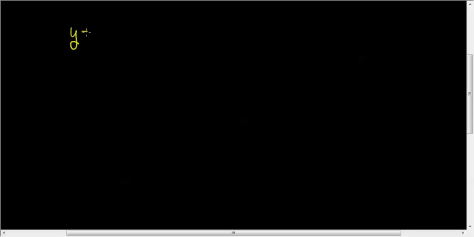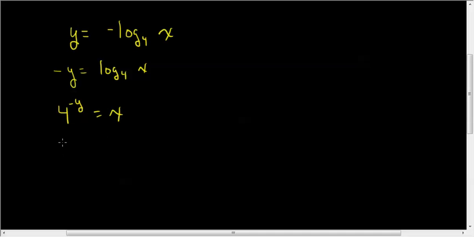Y equals negative log base 4 of x. All right, so I always think of this as negative y equals log base 4 of x. Rewrite this as an exponential. 4 to the negative y equals x, or 1/4 raised to the y equals x.